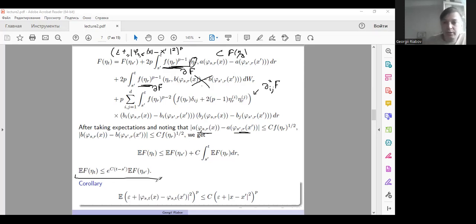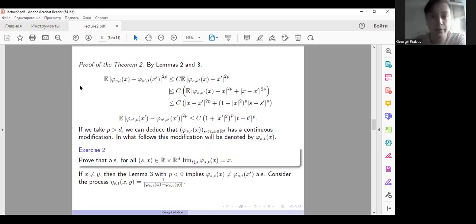As a consequence of this result, if we put s prime equals to s, we get the bound that expectation of the increment of the solution in x is bounded by the increment of x. Okay. And now we are ready to prove the theorem 2.